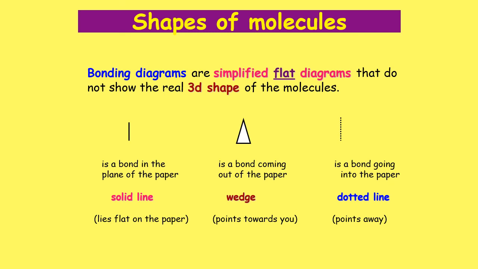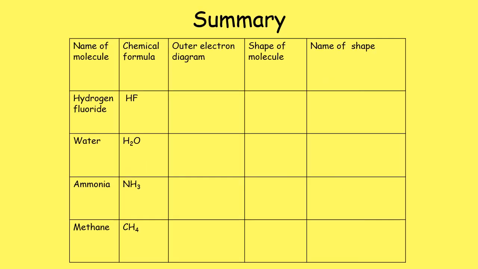If you use a dotted or a dashed line, that means that the bond is going away from you, through the paper into the desk or into the screen. It's pointing away from you. So those different symbols to represent a bond are designed to help you visualize the shape of the molecule in your head. So we've got a summary of 4 different types of molecule.